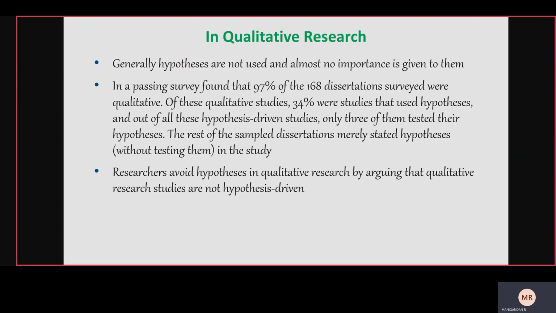Next, in qualitative research, how are hypotheses useful? Generally, hypotheses are not used, and almost no importance is given to them in qualitative research. Why? A passing survey found that 97% of the 168 decisions surveyed were qualitative. Of these qualitative studies, 34% were studies that used hypotheses, and out of all the hypothesis-driven studies, only 3 of them tested their hypothesis. The rest of the sample dissertations merely stated hypotheses without testing them in the study.